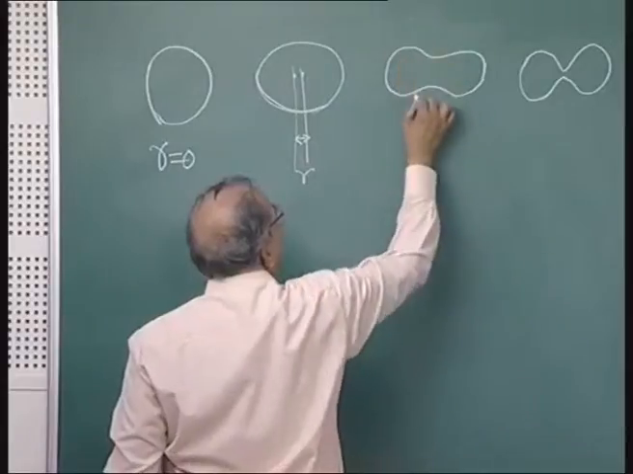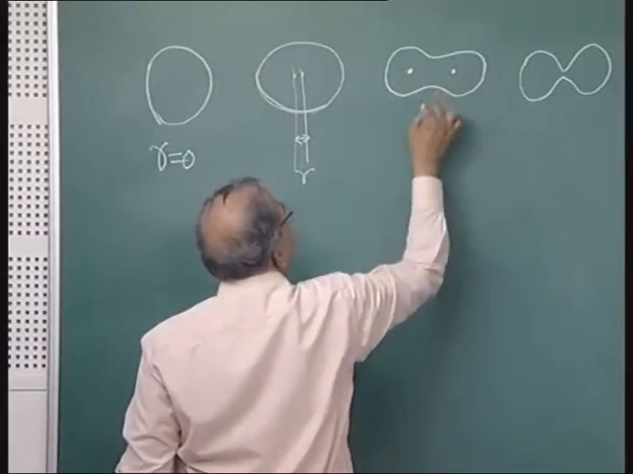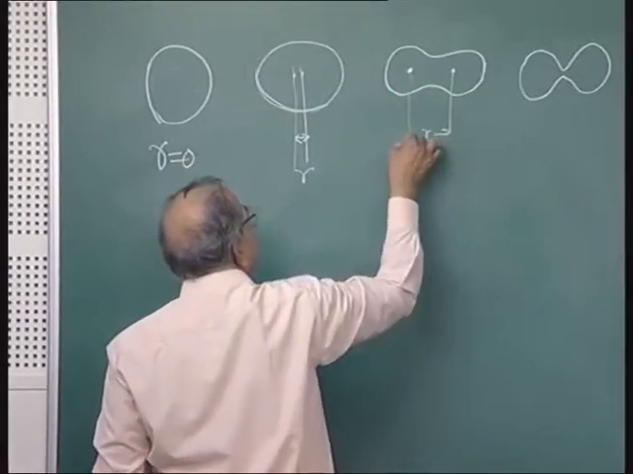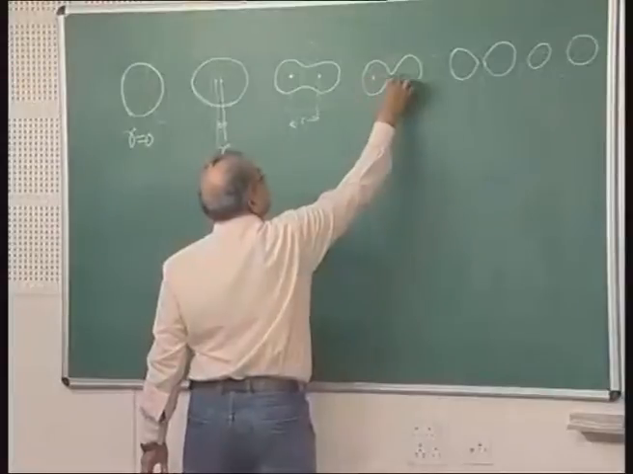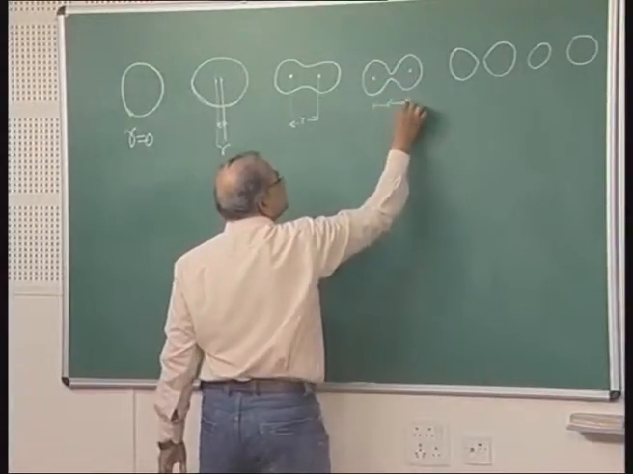Here this lobe is somewhere here and this lobe is somewhere here. So, the r parameter has increased, the deformation is increased. So, this is r. Similarly, here this is r. So, it is increasing.